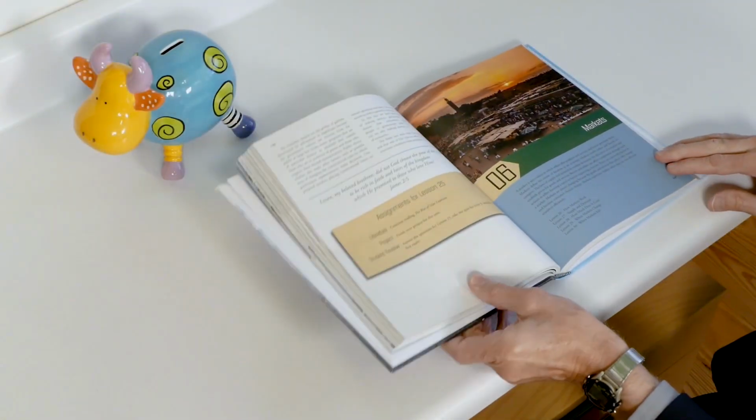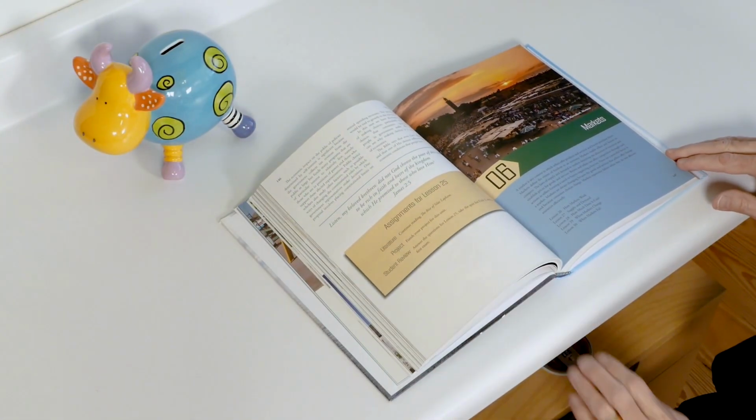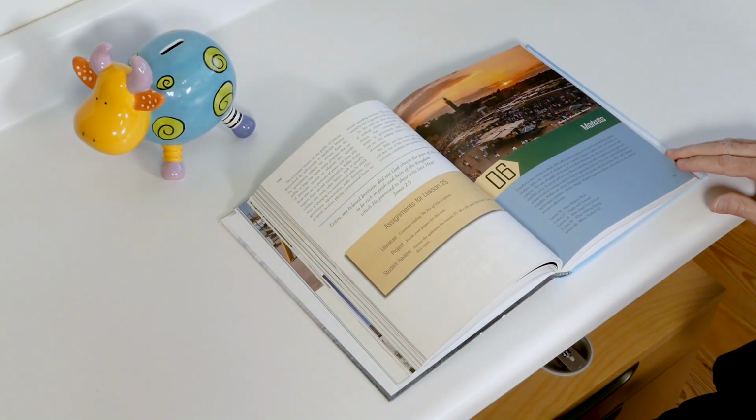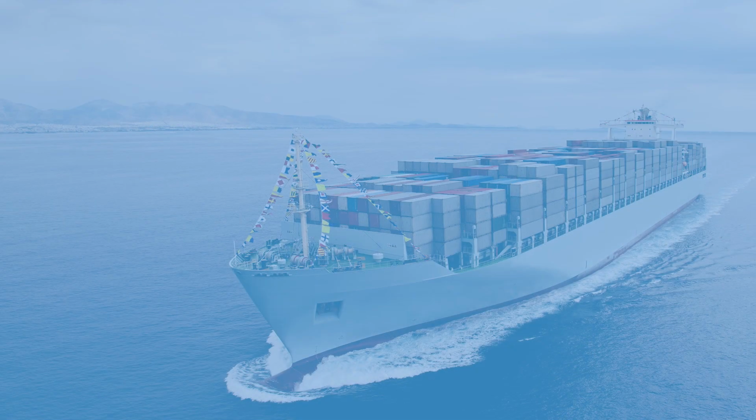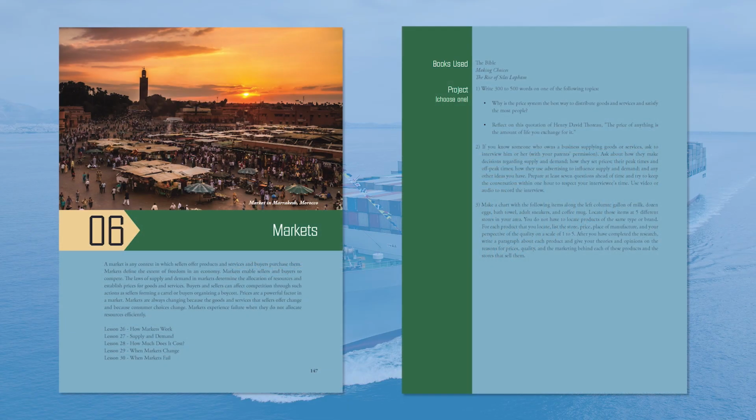Let's walk through a typical unit so you can see how easy it is to use Exploring Economics. We'll look at Unit 6, which focuses on markets and explores some of the central concepts in economics. Each unit begins with a 2-page introduction.